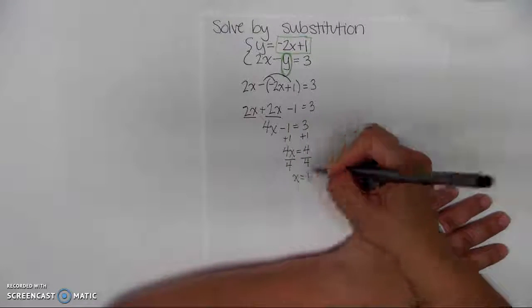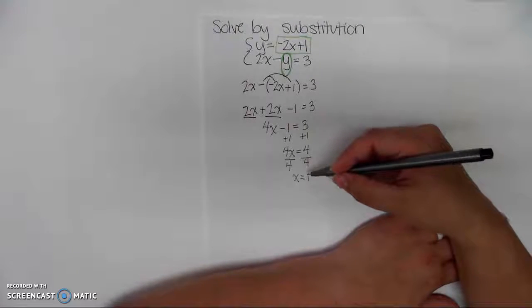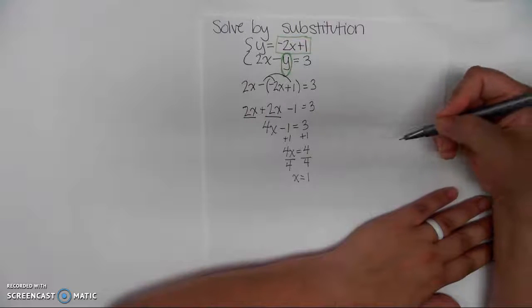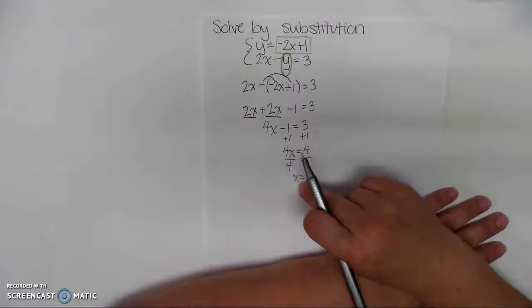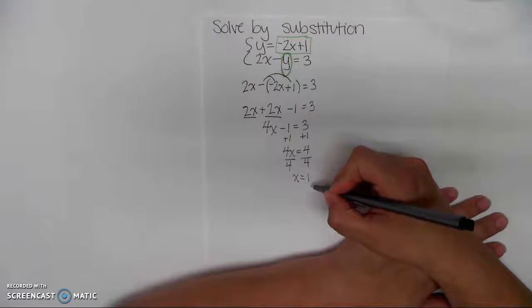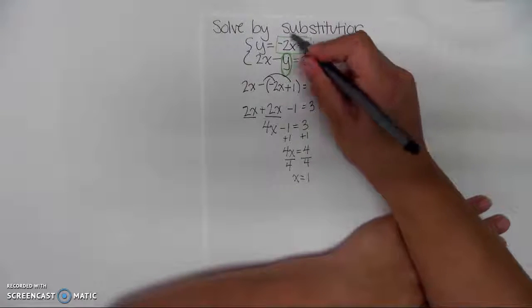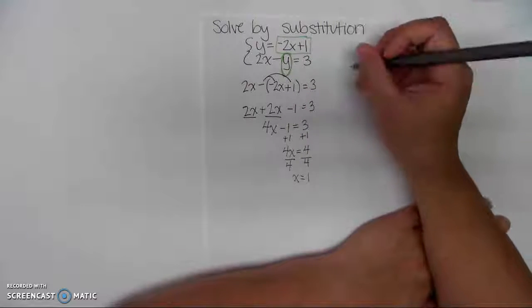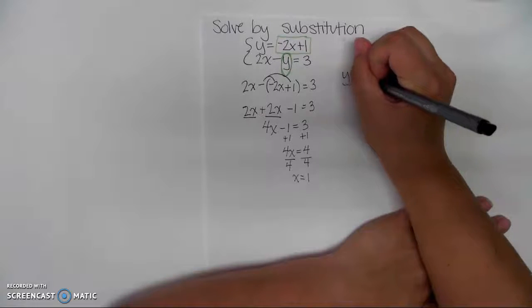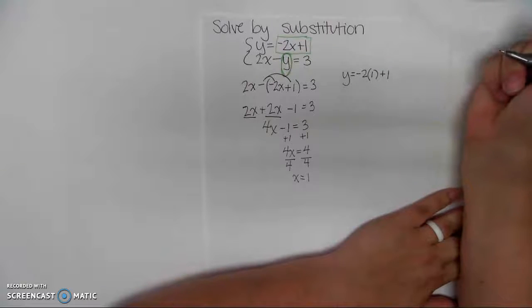So x equals 1. That's all fine and dandy, but we know that solving a system means I should have a solution that's an ordered pair. Right now, I only have x equals something. So what I'm going to do is take this and plug it into my top equation. I like to call this the pretty little package. That package that we plugged in for y, that's where I'm going to plug my x. So y equals negative 2 times 1 plus 1.